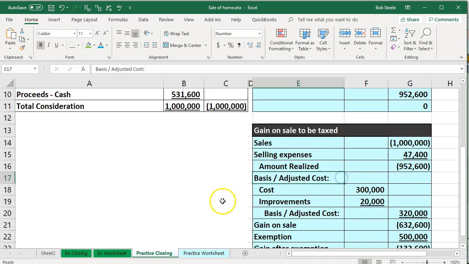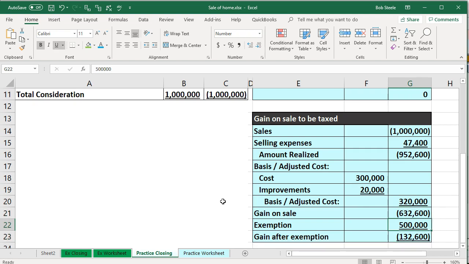And then we had to take the basis. And this is the other thing we're going to have to enter into the tax return, which we figured was the cost that we purchased for the home. We're going to say like 20 years ago, we purchased the home for $300,000, and improvements, we're going to say we put a new roof or something on it, $20,000. That's the adjusted basis. That'll give us the gain. And then the exemption, married filing joint, we're going to say is $500,000. And we would expect then the tax return to have $132,600.